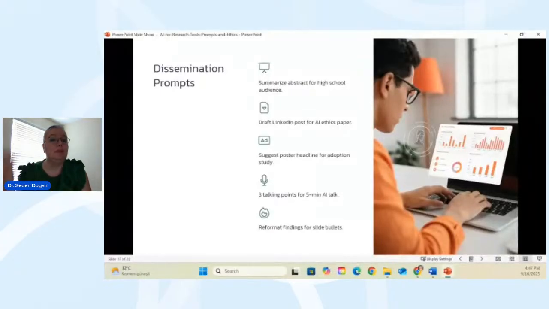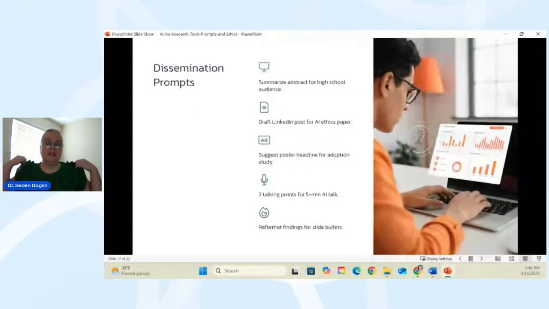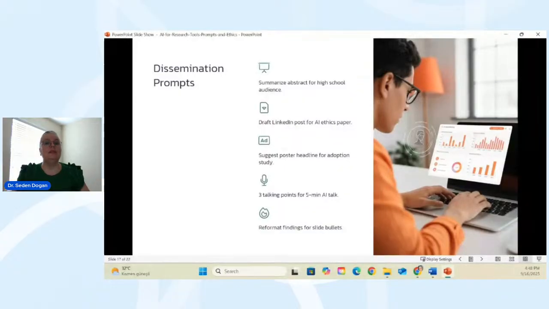You can easily post it, citing or tagging your co-authors. Or "propose 3 poster headlines that are accurate and engaging." Maybe you're going to present at a conference, you're going to do a poster presentation. So this is also another way. These are about translation, not transformation, actually. They make your research accessible without changing any of your findings.